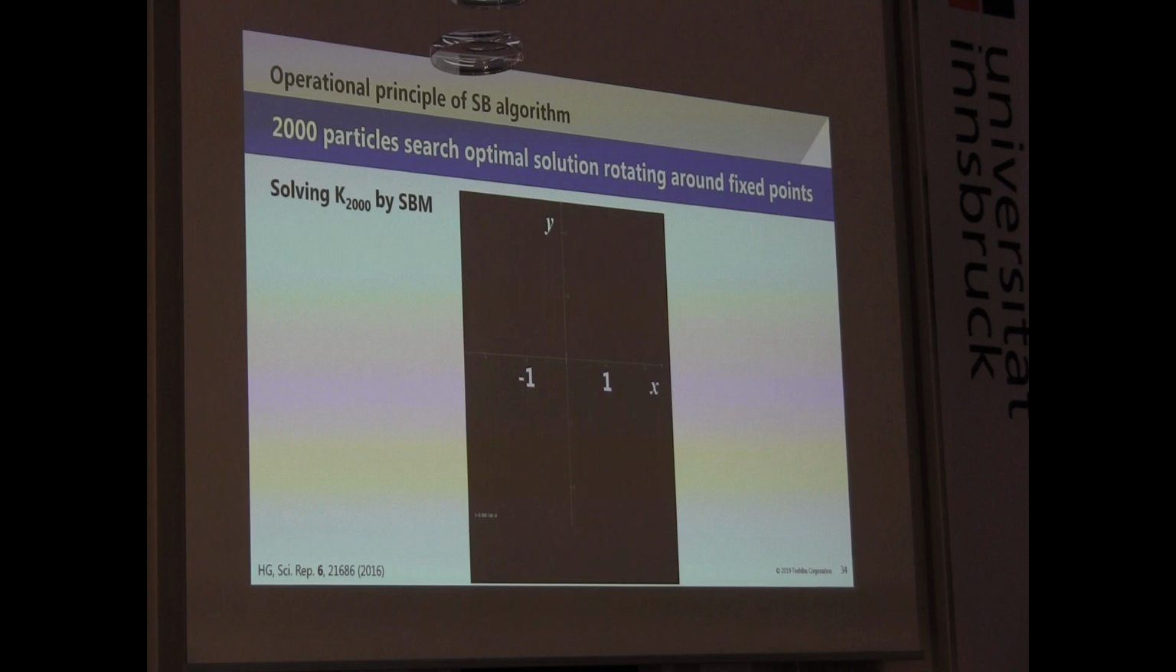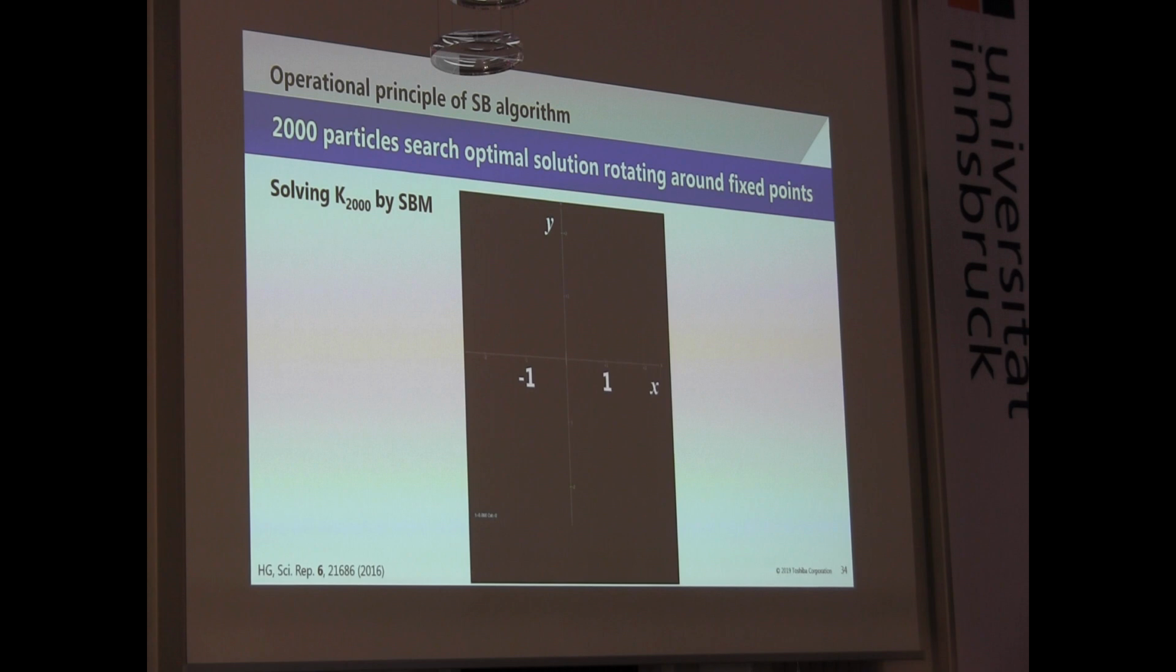So I have 5 minutes. So I'd like to show you an animation before explaining the operational principle. This shows the dynamics of 2,000 particles when the SBM solves K2000. It's very small, but each point shows the position and momentum of each particle. They first start around the origin and are now rotating around 1 or minus 1. Okay.